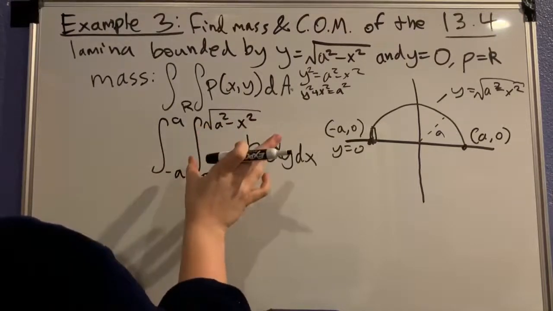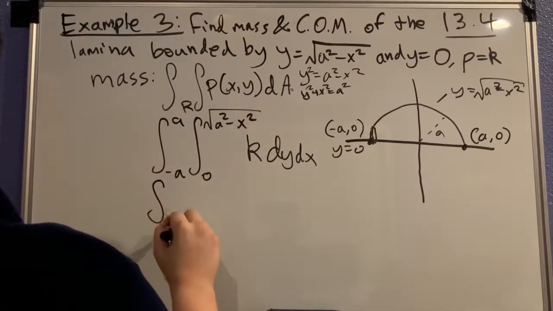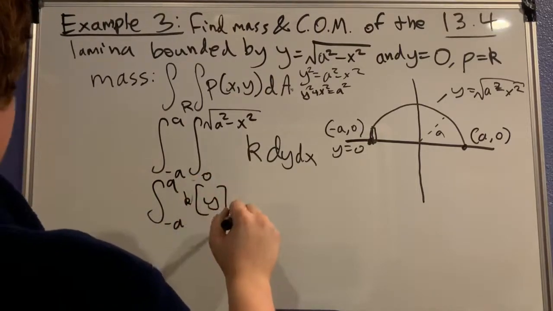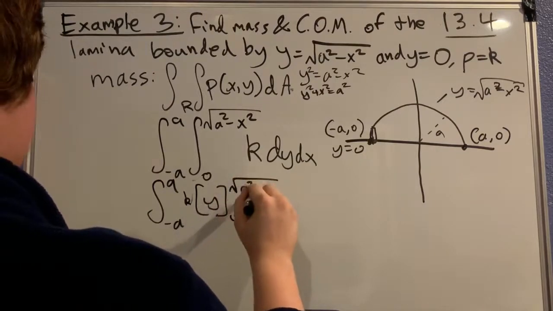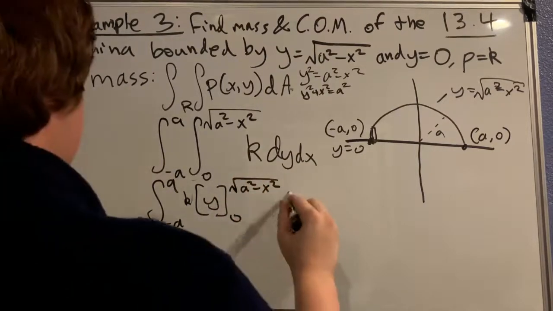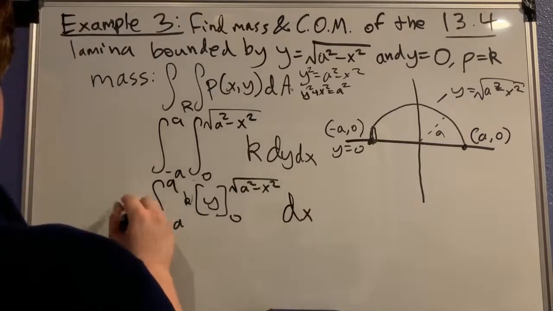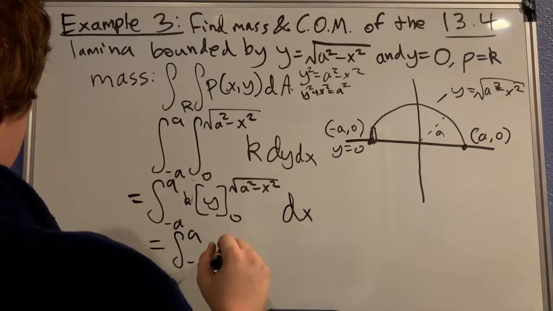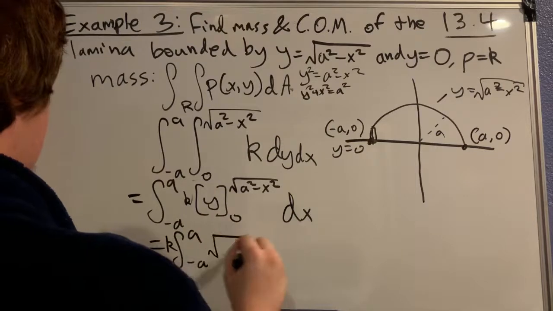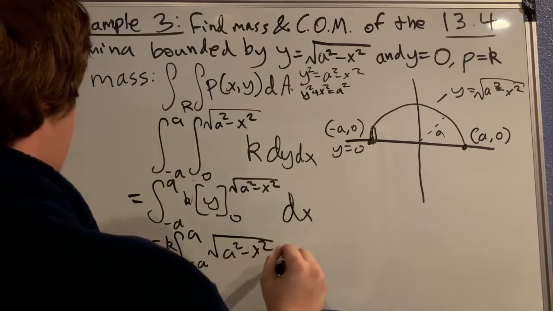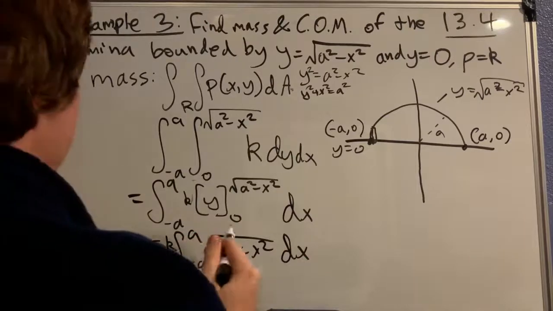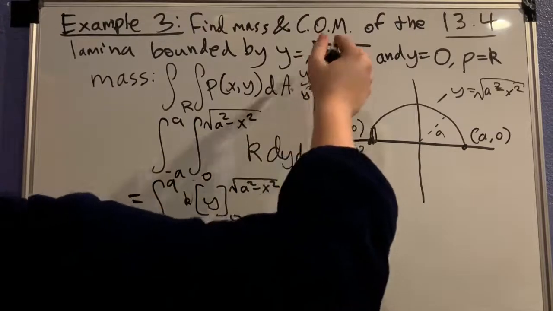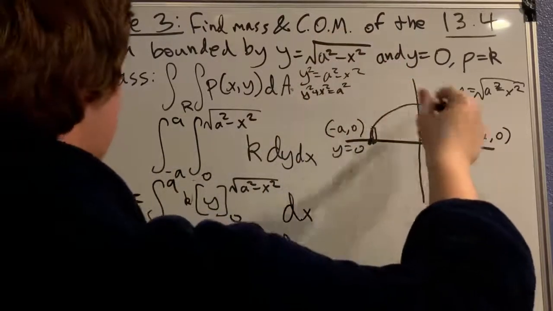So first integrate the center, which would look like this: y from 0 to the square root of a squared minus x squared, and with respect to x, the integral from negative a to a of k times the square root of a squared minus x squared dx. Now this looks pretty terrible, right? Pretty bad. The thing is, that function here ended up just being a semicircle.